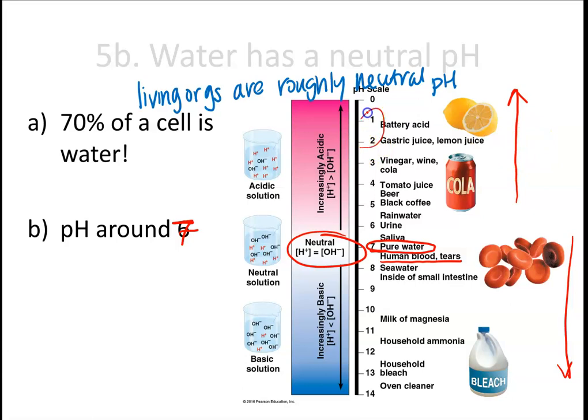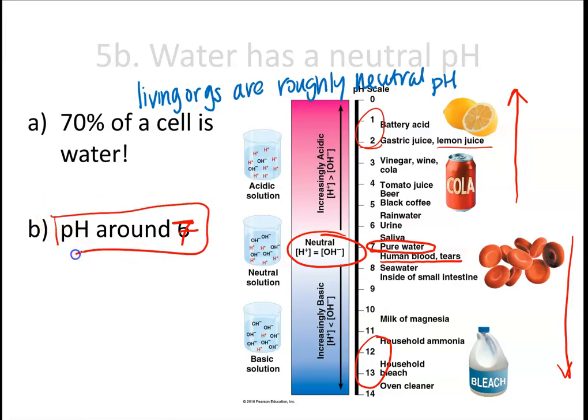This also shows some common objects. Lemon juice, battery acid, those are very, very acidic. On the other side, we've got ammonia and bleach. Those are very, very basic. Everything else in between is on this scale. You've got a lot of foods that are slightly more acidic, and your body has to be able to deal with that. If you drink a lot of lemon juice, you're probably going to get sick. It's probably going to make you feel nauseous because your body can't handle that change in pH.